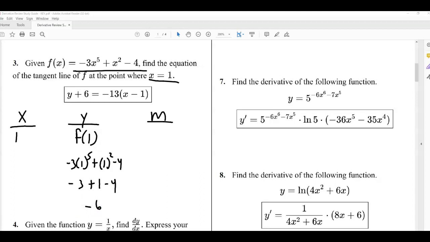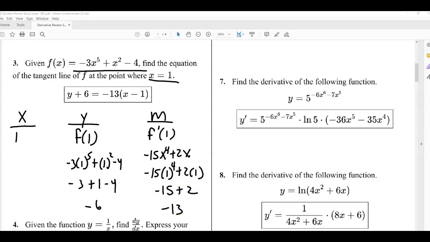To get the slope, we're going to be plugging 1 into the derivative instead. The derivative is -15x to the 4th plus 2x. And then we plug 1 into that. I get -13. So here's my x value, here's my y value, and here's my slope.